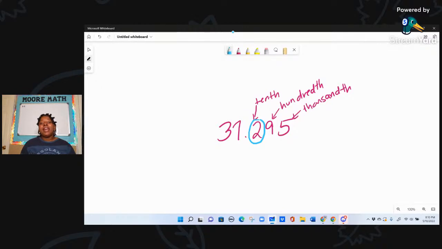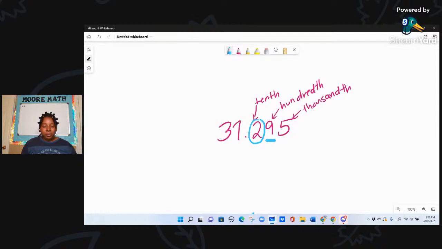I don't really care about the numbers to my left, and I don't really care about the 5, right? All I'm focused on is that number right next to the 2. That's it. That's all I care about.